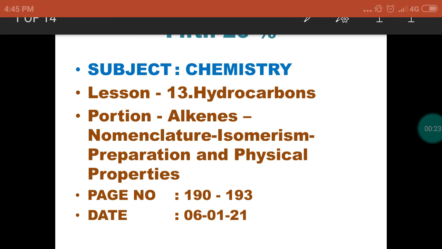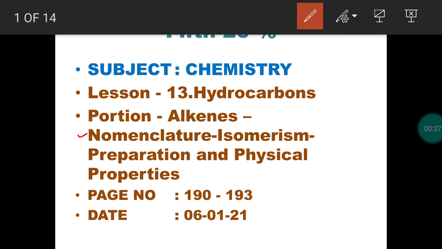In today's class, the IUPAC nomenclature of alkenes, isomerism exhibited by alkenes, preparation and physical properties of alkenes. So these are the things that are going to be discussed. Page number 190 to 193.